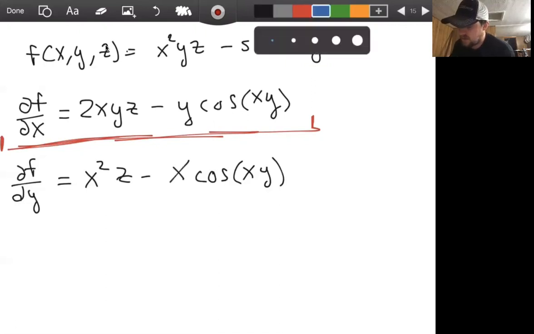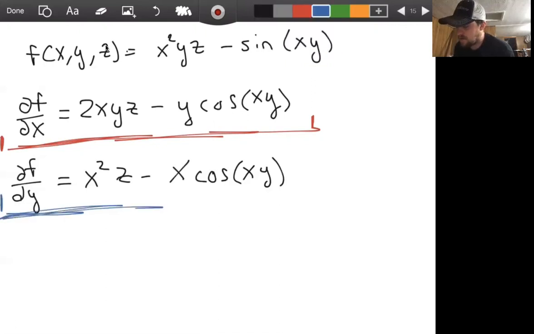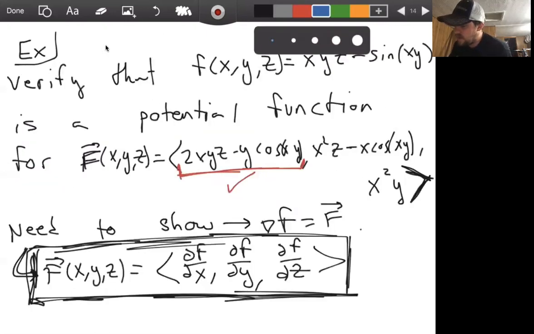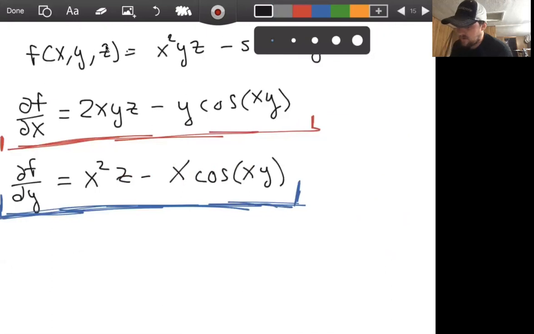And so let's check the second component of our vector field, which is x squared z minus x cosine xy. So we have x squared z minus x cosine xy. Boom. So that means the x and y components are good. Now let's just take the derivative with respect to z.